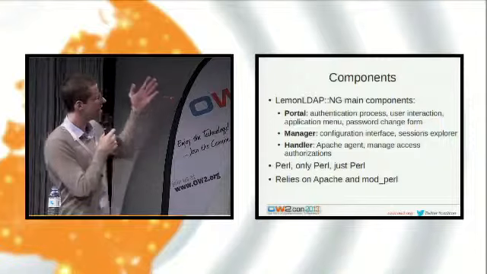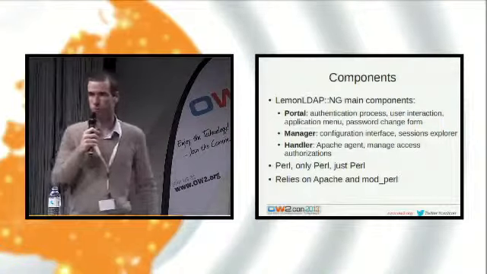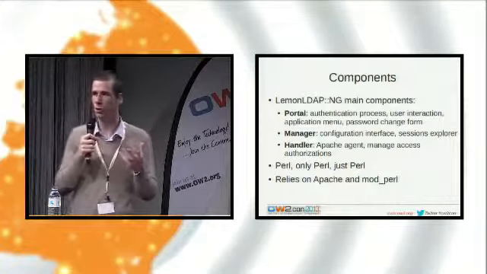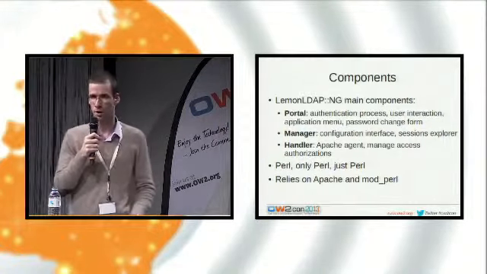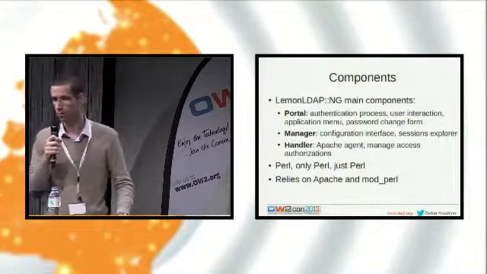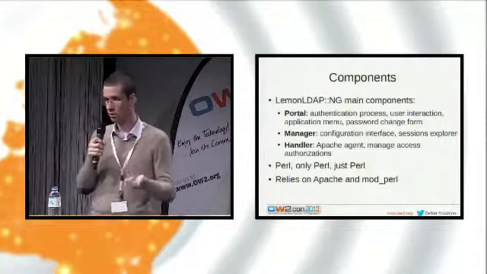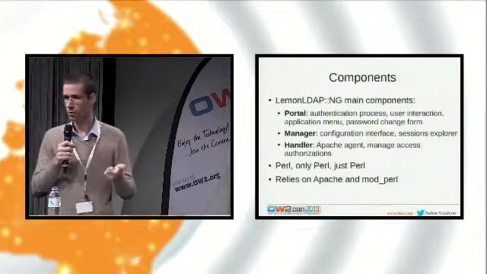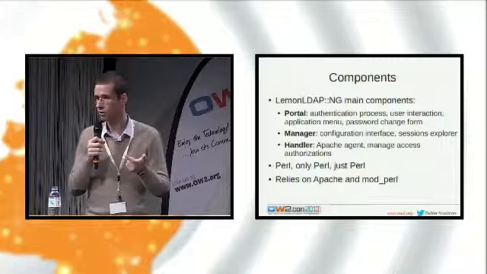As you can see, there are 3 main components. The portal is the user-visible part of the application, because you can have basically 3 things: the authentication process, the menu of the application, and the ability for the user to change his password.